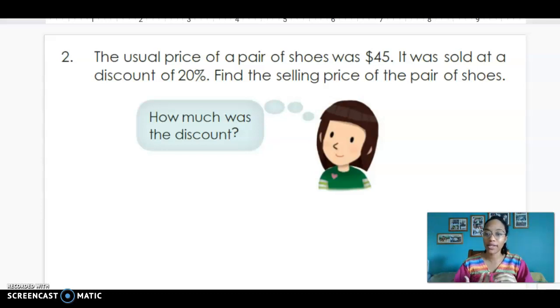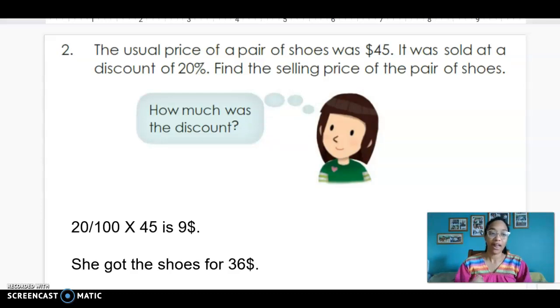So first we're going to find 20%, which is 20 over 100 times 45. That gives us $9. So we subtract that discount from the actual total price of the shoe, and we can find out how much someone paid for it. So 45 minus $9 gives us $36. So the shoes were 45, and now they're cheaper. They're only 36. Whenever you're doing a discount problem and you're looking for the selling price, make sure that selling price is lower than the original price. Otherwise, that's not much of a discount.